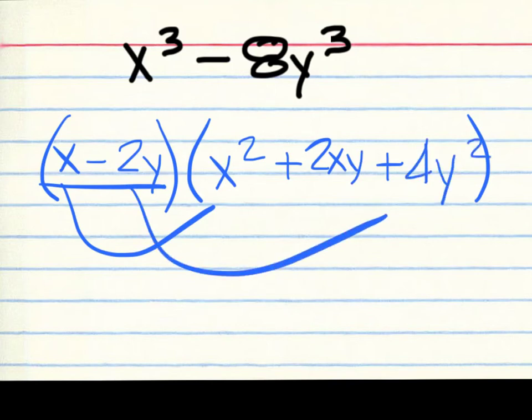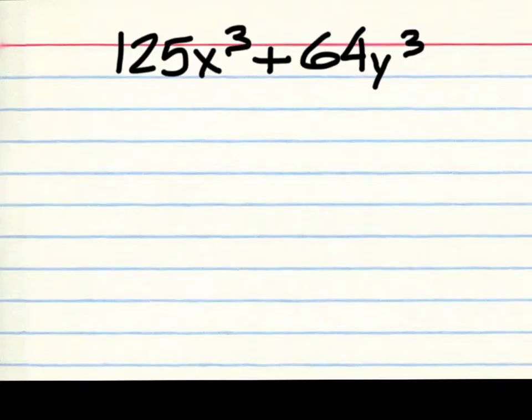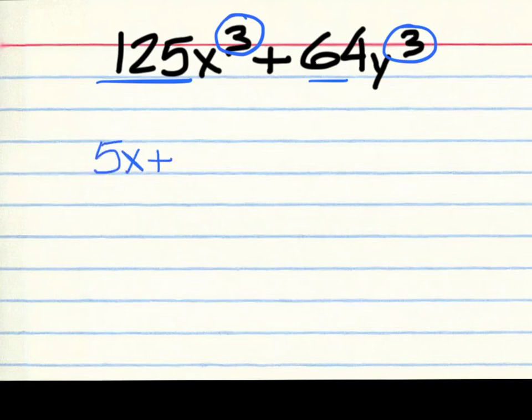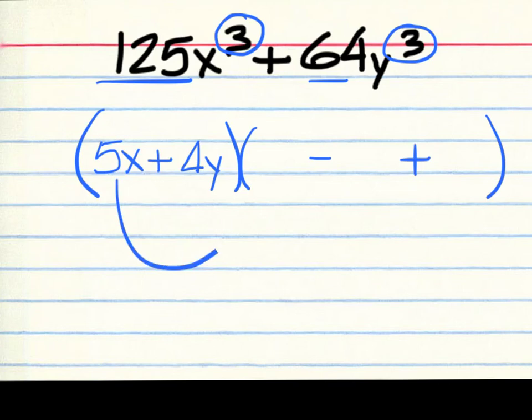This is a sum of 2 cubes. 125 is a perfect cube, so is 64. You have the power of 3 in each variable, so it's a sum of 2 cubes. The cube roots will be 5x and then 4y. Now your signs in the back end must be minus plus. 25x squared minus 20xy plus 16y squared. Don't forget the square symbol.